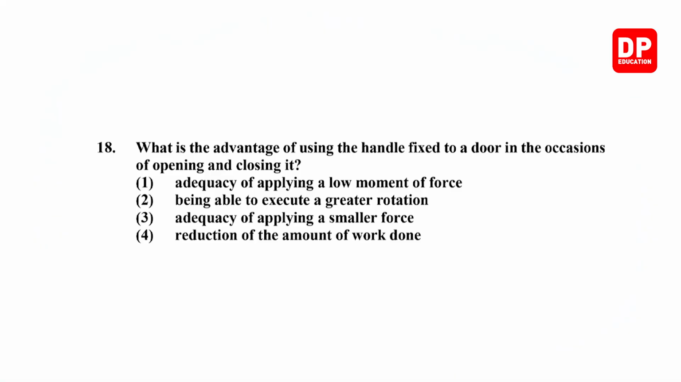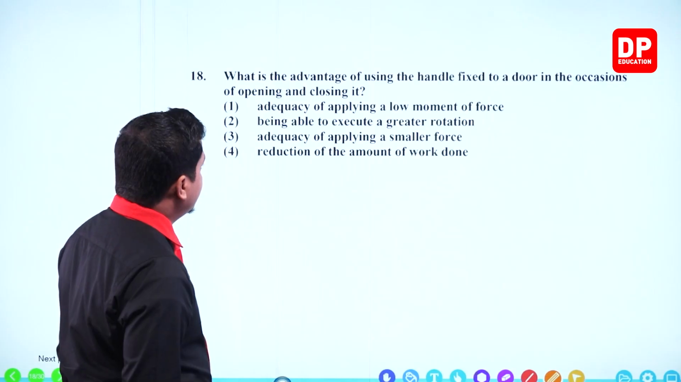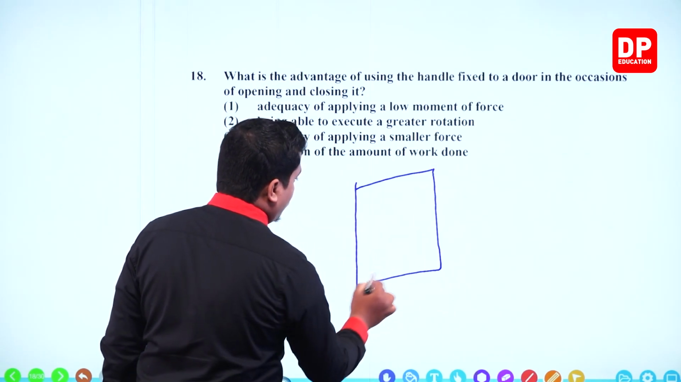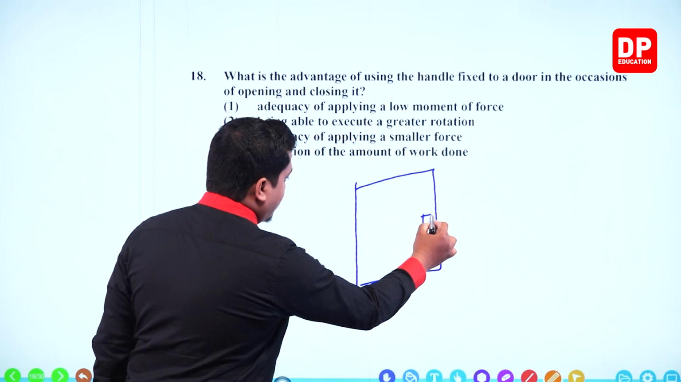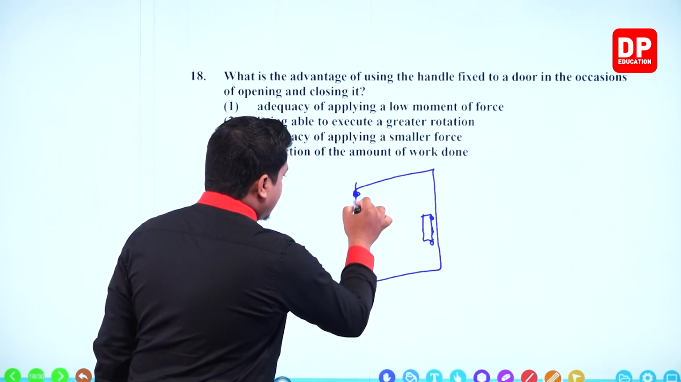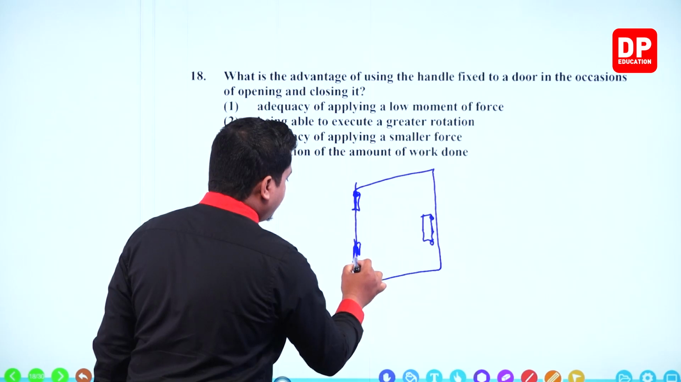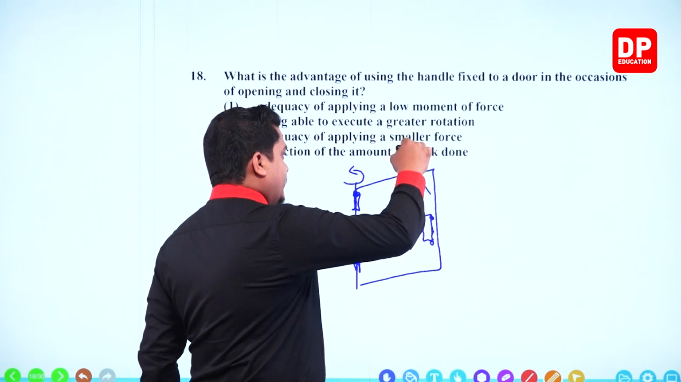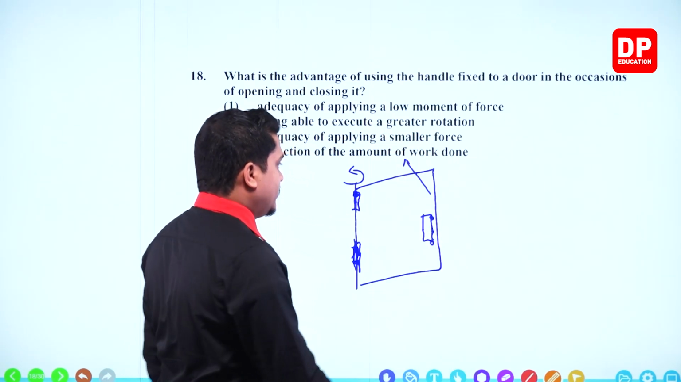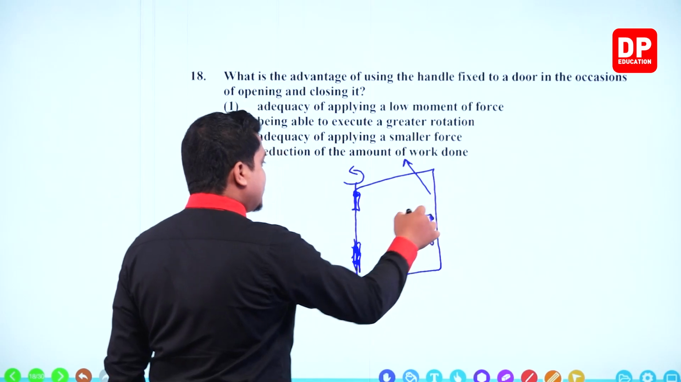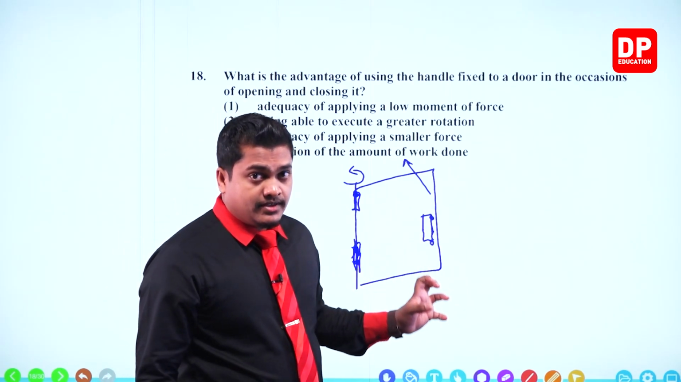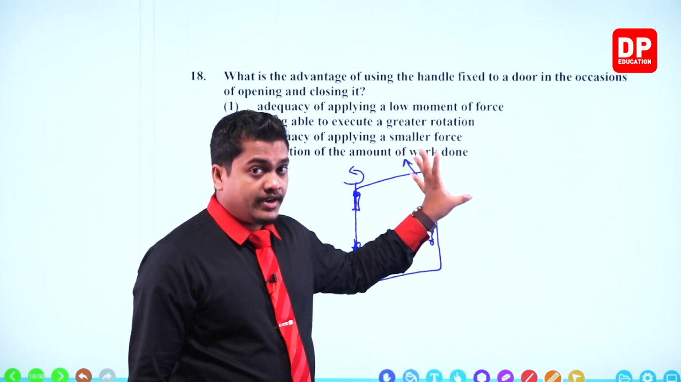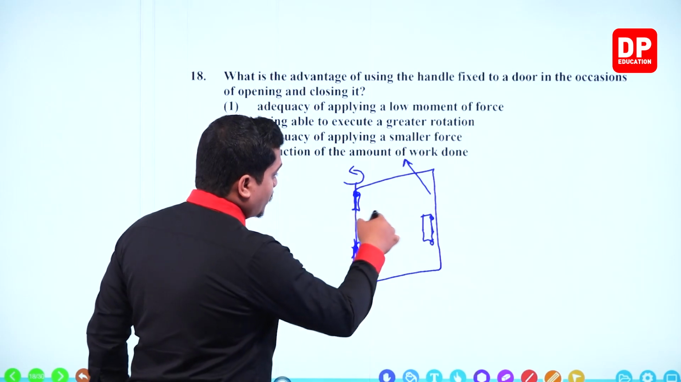Then question number 18. What is the advantage of using handle fixed to a door in occasions of opening and closing it? So you know that when you take a door handle, it is always at the far end like this. Okay, door handle is at the far end. So this is the rotational axis. This is the way of rotation. So we apply force like this, it goes way around like that. So we apply the forces onto the handle. Always the handle is located, when you take a certain door, at the far end of the door. I mean, it's very far away from the rotational axis.